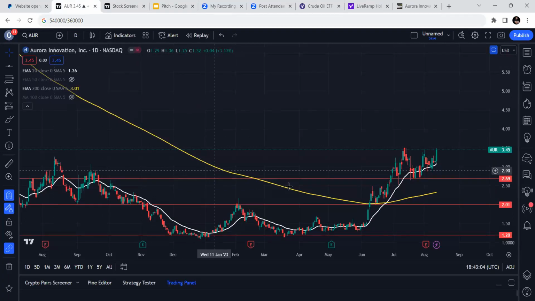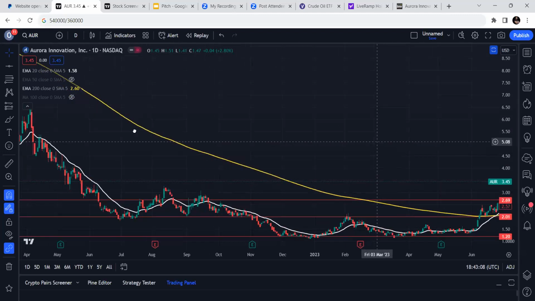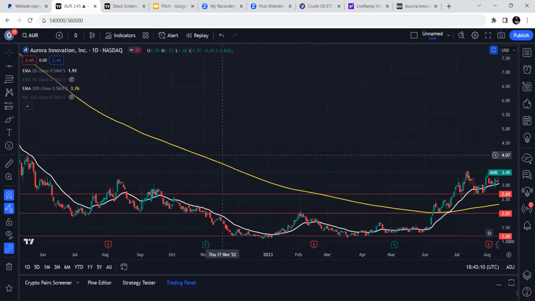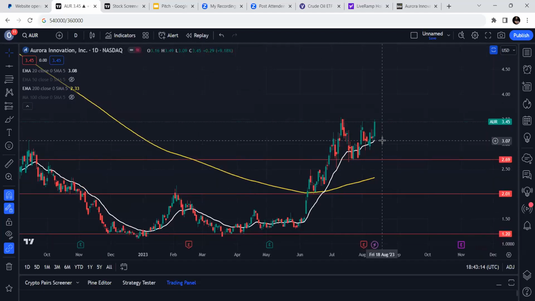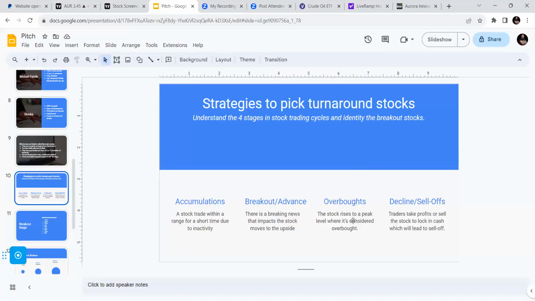Look for stocks that have gone through sell-off, that have been beaten down, and then went into accumulation. From then, they are back to advanced stage, and then they will rise to an extent where they become overbought. That overbought stage is where buyers have moved up to an extent where it's time for them to take profits. And then the next thing, it goes into decline stage. So understanding the stage a stock is in is very critical.